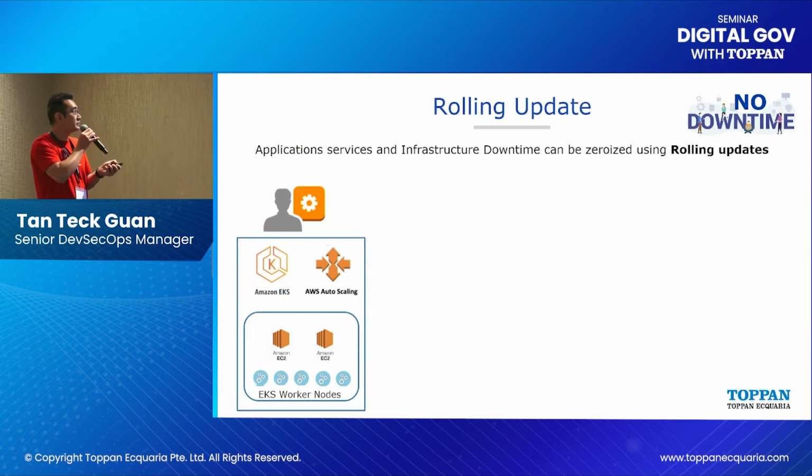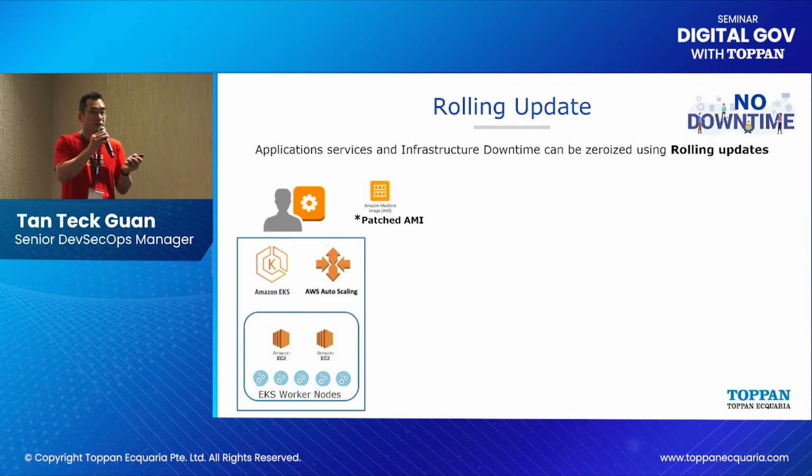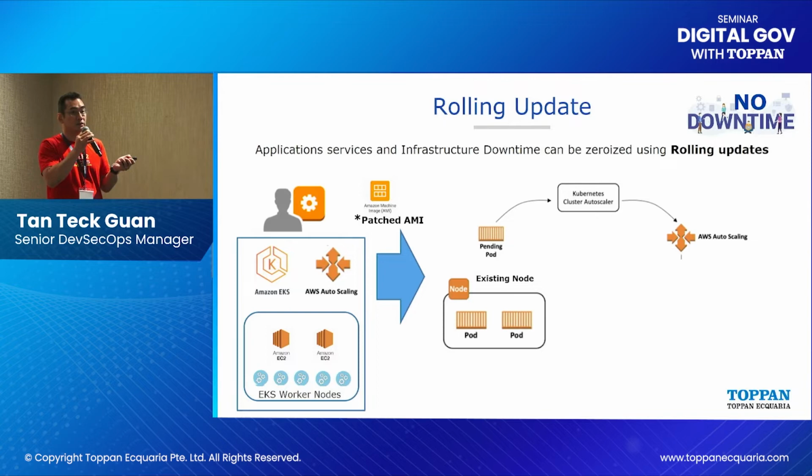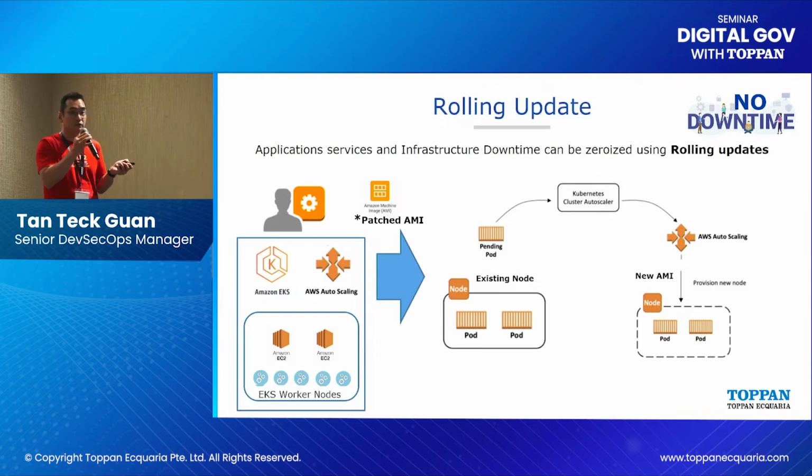And with rolling update and using the auto scaling feature, with the patched AMI already in place in your template, the cloud operation team can execute and do an update. So if you have existing nodes running your pods and microservices here, you can use cloud features like the Kubernetes autoscaler to launch a new worker node with a new image that's been patched. And with pod scheduling, you can have the pods launched on the new AMI. So you will have an environment that's been patched, with the new pods running here.